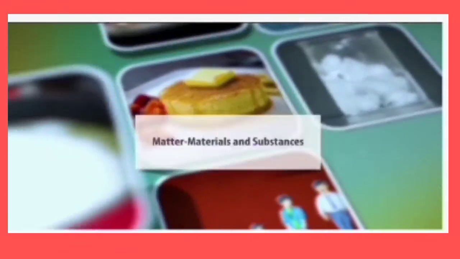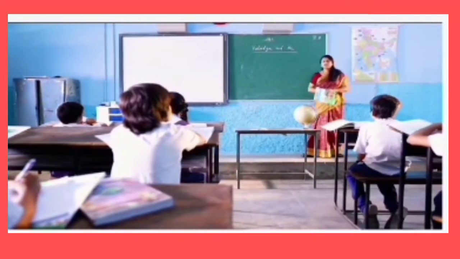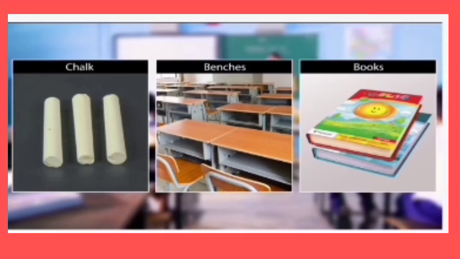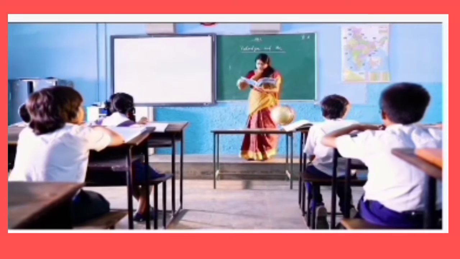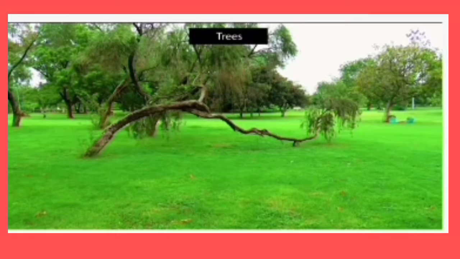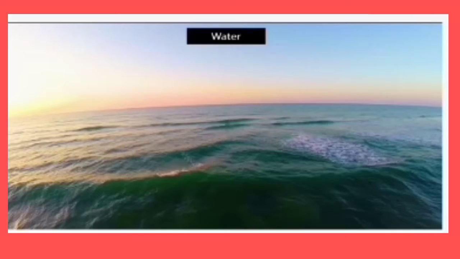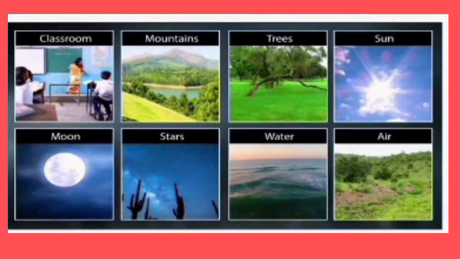In this module, you will learn about matter, materials, and substances. When you look around your classroom, you see chalk, benches, books, your teacher, and so on. These are all matter. Not only these, anything around us, including mountains, trees, the sun, the moon, the stars, water, and air. All these are matter.